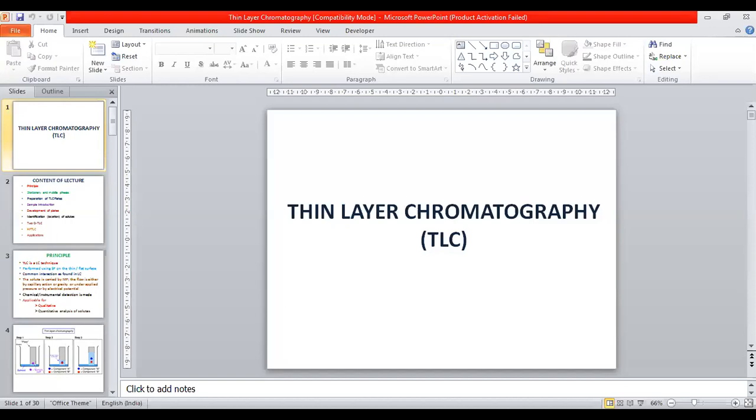So let us go to the principle of thin layer chromatography. First of all, you should remember that thin layer chromatography is a liquid chromatographic technique. It is not a column chromatographic technique. It belongs to planar chromatographic technique, but it belongs to liquid chromatographic principle.